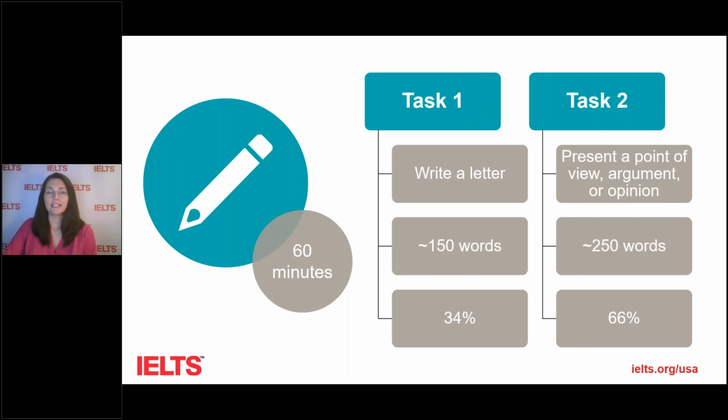The writing section is 60 minutes long and you'll have two tasks that you respond to. The first one asks you to write a letter in at least 150 words. This is worth 34% of your overall score. The second task asks you to present a point of view, an argument, or an opinion in an essay of at least 250 words. The second task is worth 66% of your overall score.